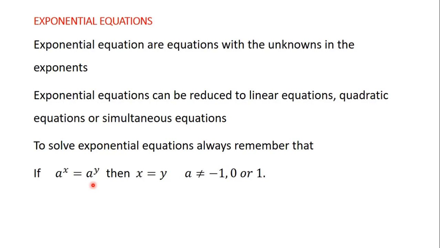So the main aim in exponential equations is to make sure that the base on the left-hand side is equal to the base on the right-hand side, so that we'll be able to equate the exponents and solve the resulting equation. But we need to remember that the base must not be -1, 0, or 1. So apart from -1, 0, or 1, if the base on the left-hand side is equal to the base on the right-hand side, then we can equate the exponents and solve the resulting equations.